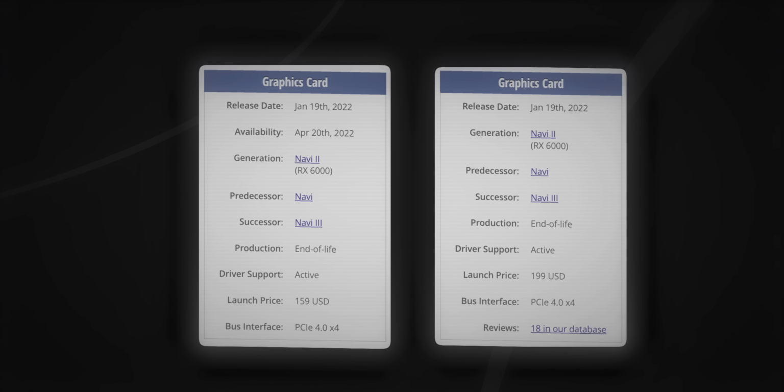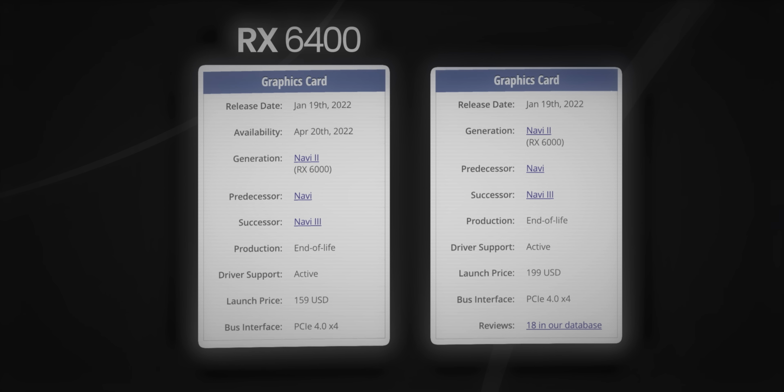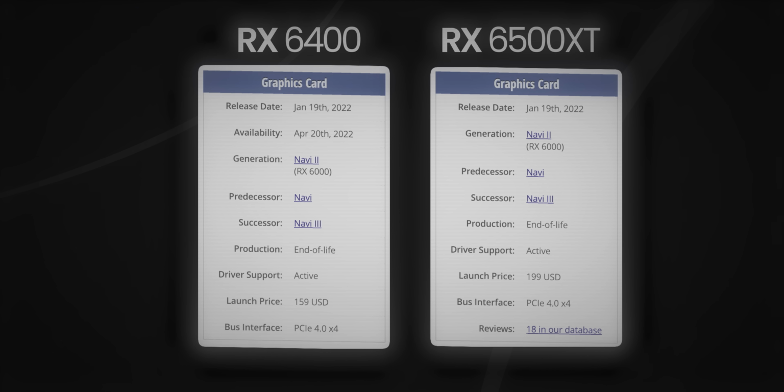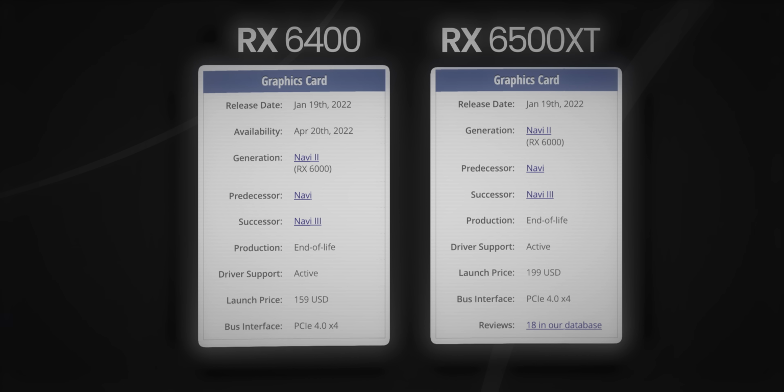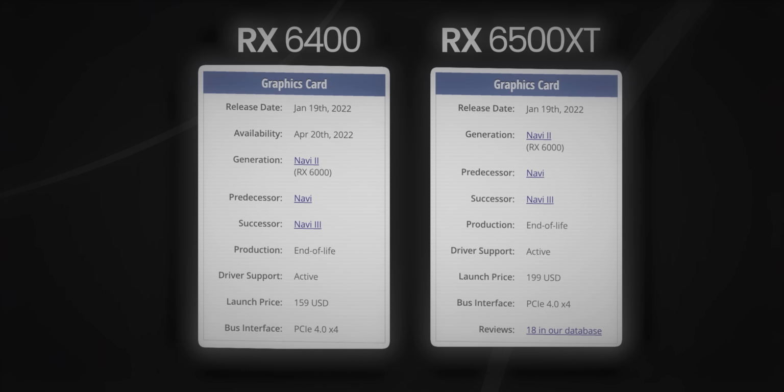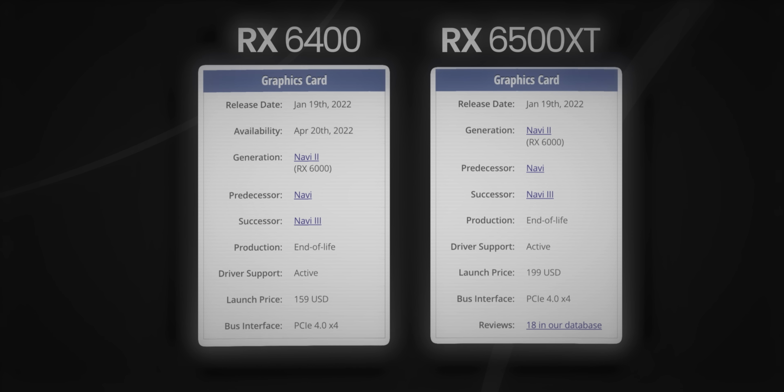Some very specific graphics cards like the RX 6400 and RX 6500 XT restrict the PCI Express bus excessively. These cards use the PCIe Gen 4 X4 bus, and since this lane is incredibly narrow, the performance difference between PCIe versions becomes exceedingly apparent.